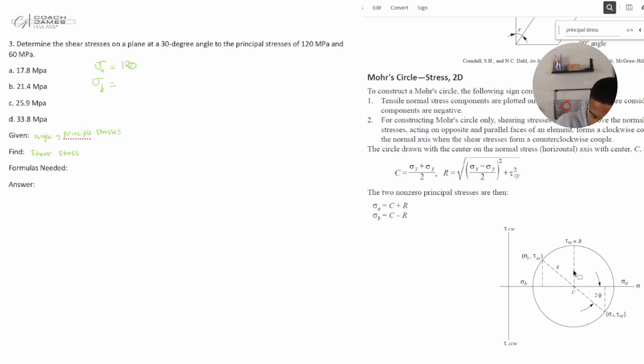Okay, this is helpful. So sigma b is 60. Okay, so if I compare that, let's see, sigma b is along my... okay, so I can get the center. So I don't know what... I'm trying to solve for shear stress. Do I even know what my sigma, or do I know what r is? I can get r.